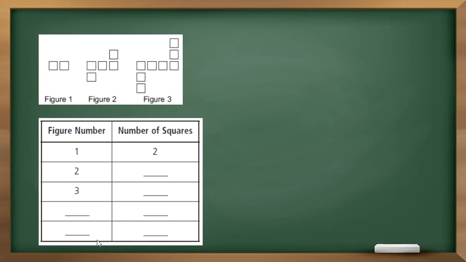Okay, today's video is looking at recognizing visual patterns and then extending them. So our first pattern here is made of squares. In figure 1, which is the first one in the pattern, we have 2 squares. The next one we have 3 squares in the middle and then 1 on top and 1 on the bottom. Next we have 4 squares in the middle and then 2 going up and 2 going down.